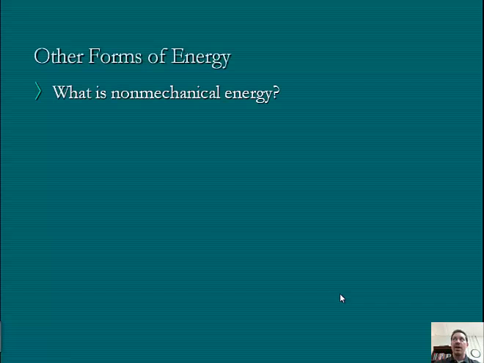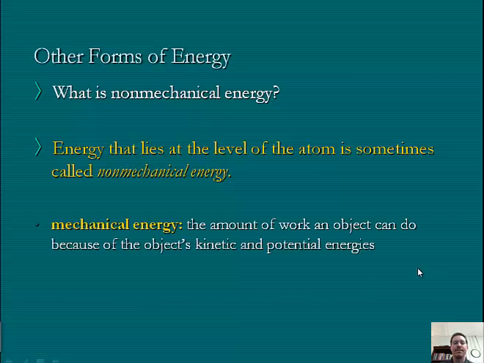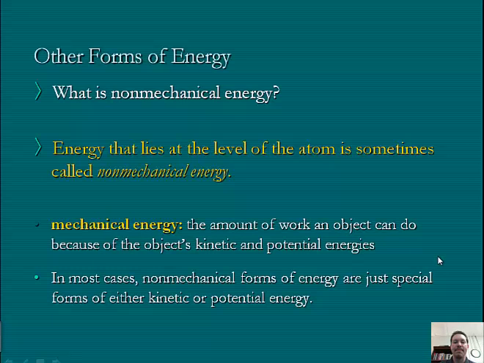All right, so we've got other forms of energy. What is non-mechanical energy? Energy that lies at a level of the atom is sometimes called non-mechanical energy, whereas mechanical energy is the amount of work an object can do because of the object's kinetic and potential energies. This is more on a larger scale of what we can observe and quantify and measure, so that would be mechanical energy. In most cases, non-mechanical forms of energy are just special forms of kinetic or potential energy. We have to treat them a little bit differently.